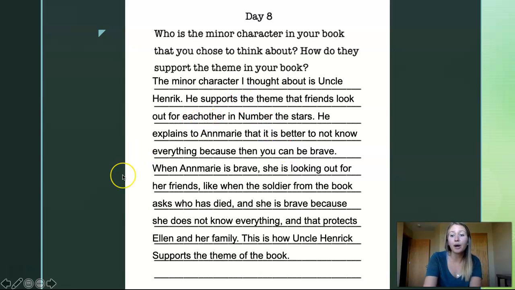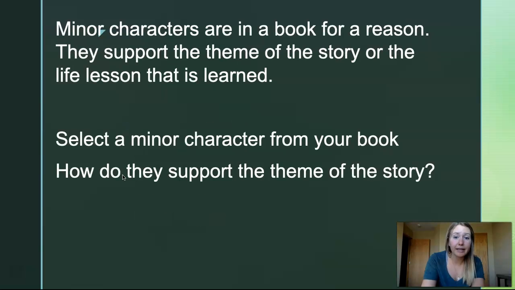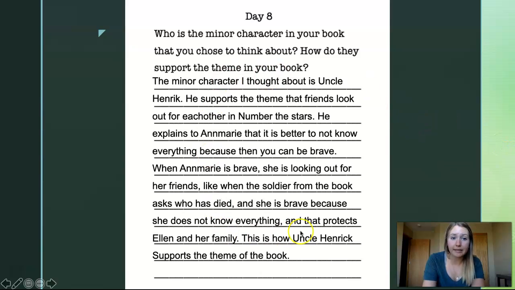Okay. So you're going to do this thinking for your own book today. So again, you are going to select a minor character from your own book. That's totally up to you which character you choose. And you're going to write about how they support the theme of the story. So we're really kind of switching the perspective that we're thinking about the story from, from your main characters to a minor character in your story. All right. I will leave it with my example here, and you're welcome to use this when you're doing your own thinking about your book club book.